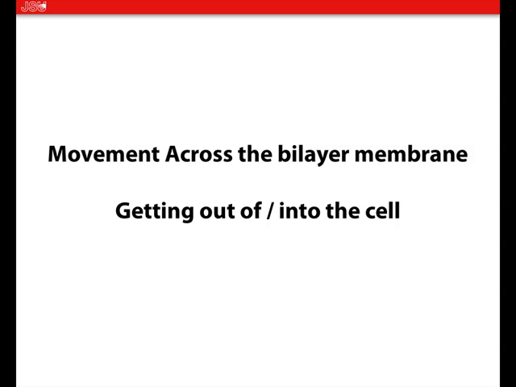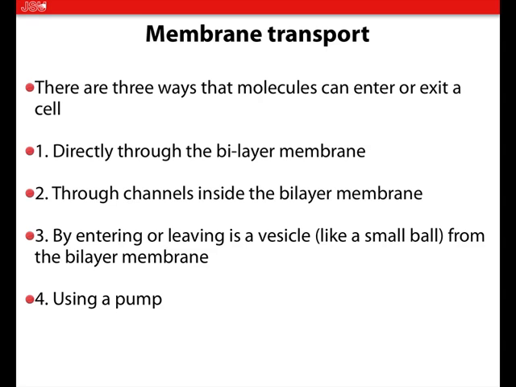So let's talk about movement across the bilayer membrane. There are 4 ways a molecule can exit or enter a cell. We're going to talk about each one of these. 1 is through the bilayer membrane. 2 is through channels inside the bilayer membrane. 3 is through vesicles. And 4 is through a pump. We're going to talk about each one of these in detail.